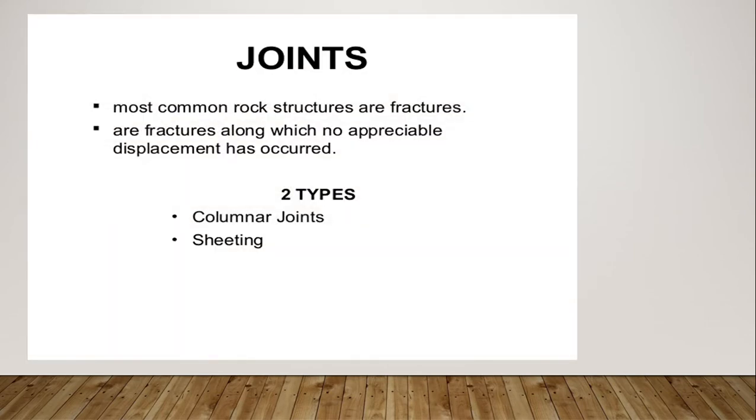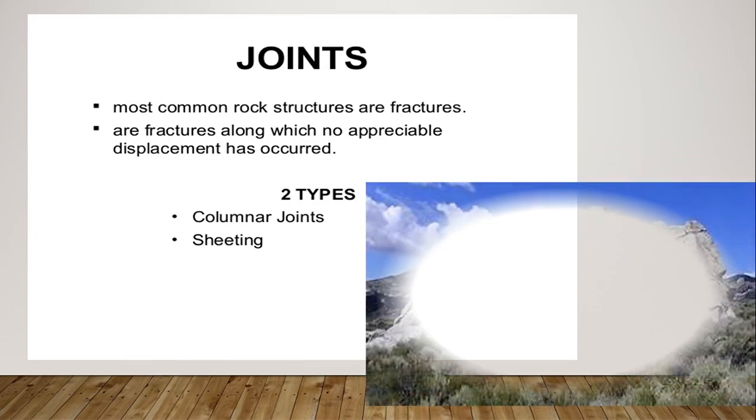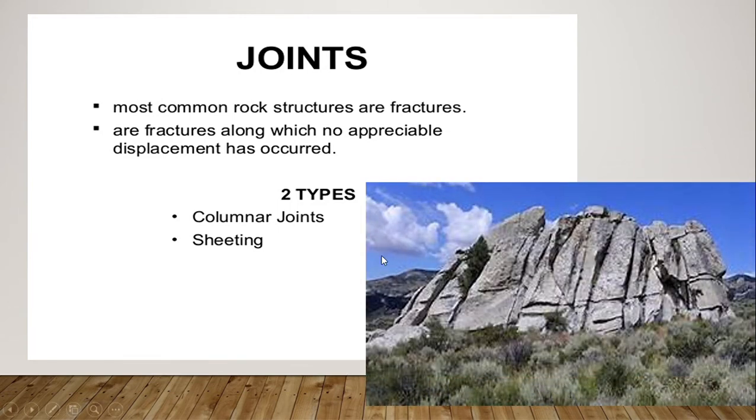What about joints? Joints are the most common rock structures, which are fractures. These are fractures along which no appreciable displacement has occurred. There are two types of joints. One is columnar joints and the other one is sheeting joints. So this is how a joint looks like. There are fractures between the rocks.